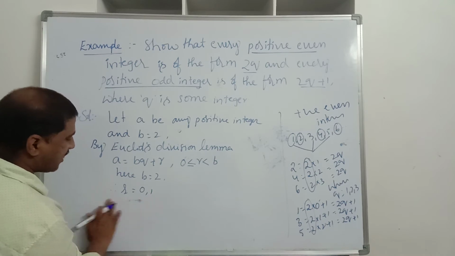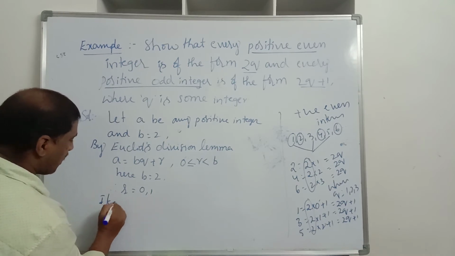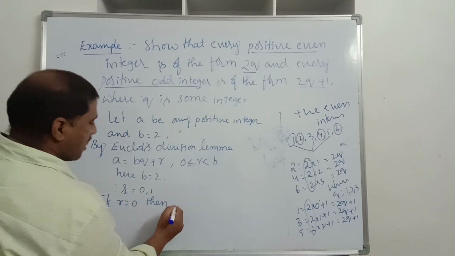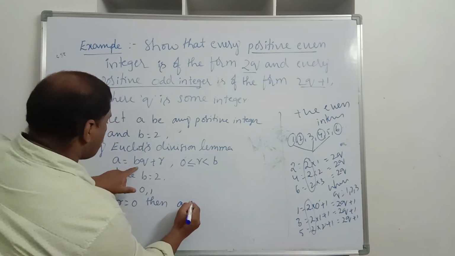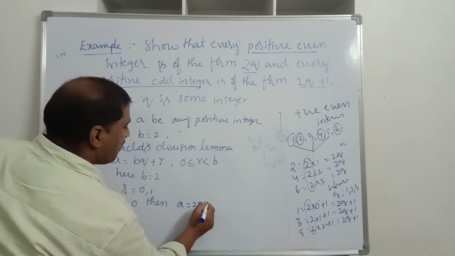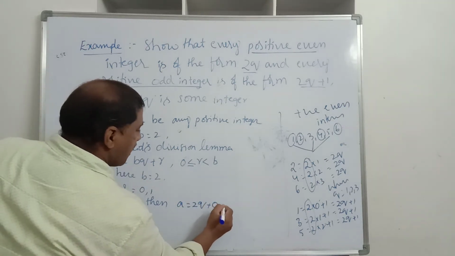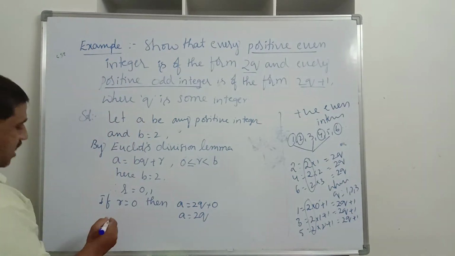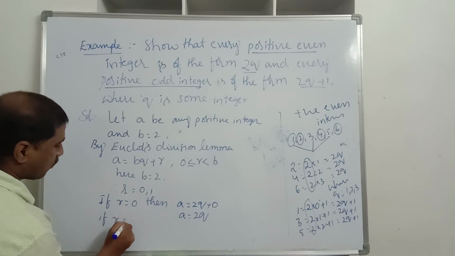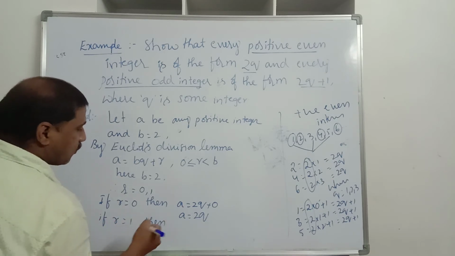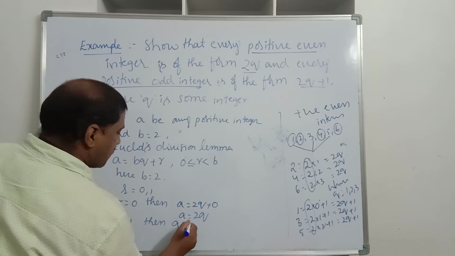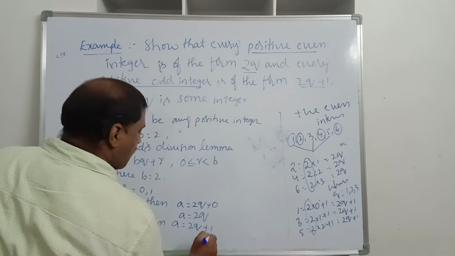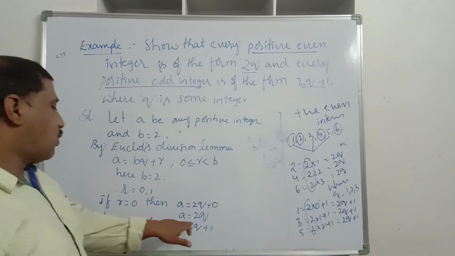If the remainder r is 0, then a equals bq plus r, which is 2q plus 0, that is a equals 2q. Then if r equals 1, then a equals 2q plus r, which is 2q plus 1. Now 2q represents even numbers, and 2q plus 1 represents odd numbers.